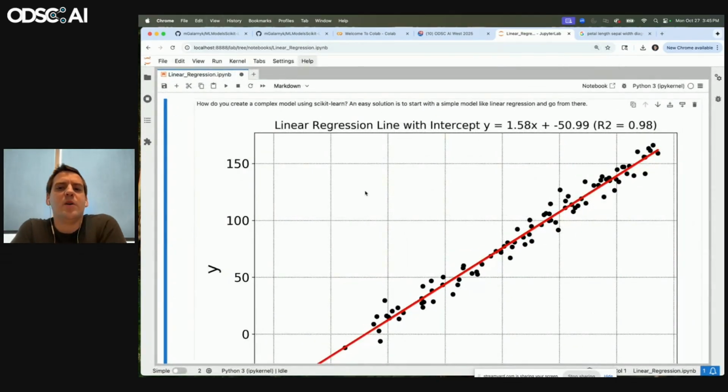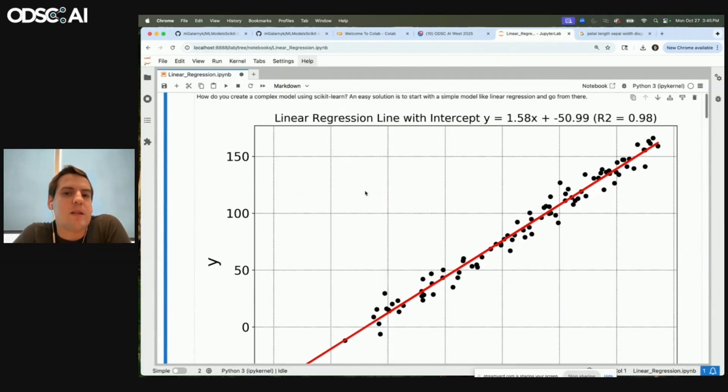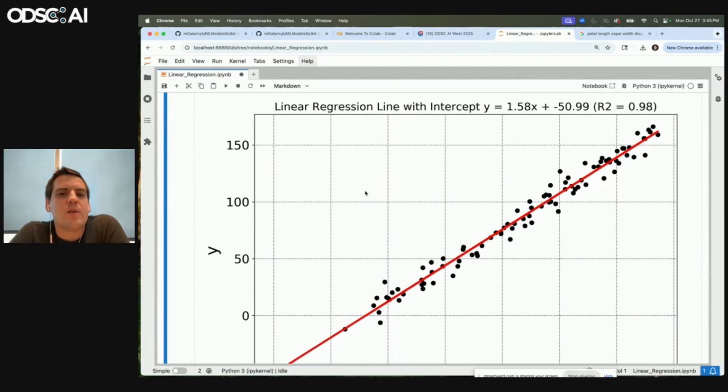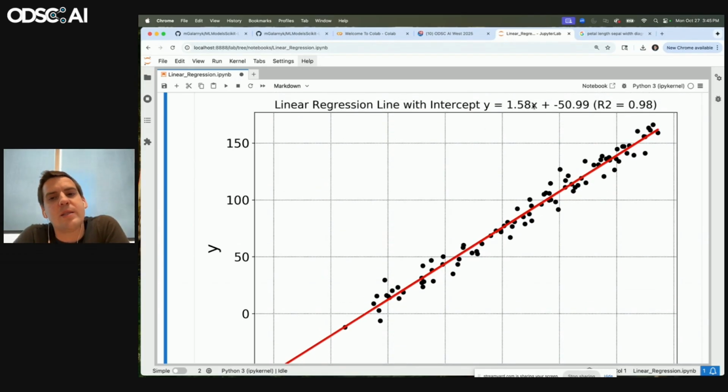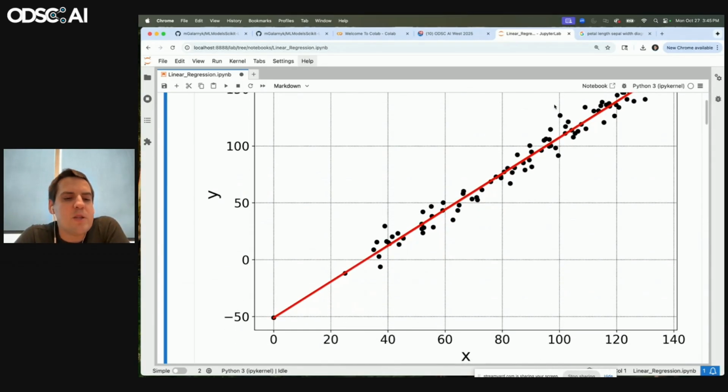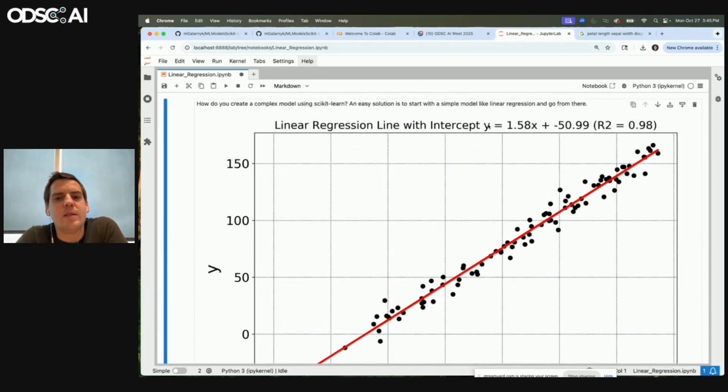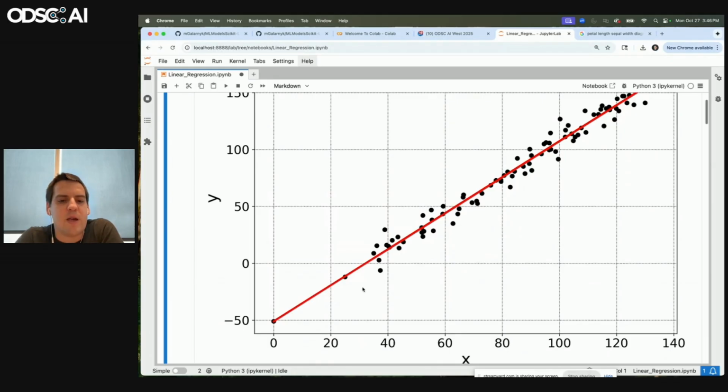As far as how you create a model from Scikit-learn, let's start with something very simple, like a linear regression. What we see here is a linear regression line with the equation y equals 1.58x plus negative 50.99. The reason I'm mentioning this is that it goes back to the slope-intercept form you probably learned in grade school, y equals mx plus b, where your m is this 1.58. X is basically when you put in a number, you can use any sort of value on your x-axis here.